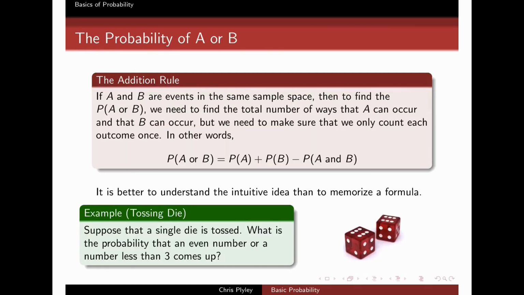Let's do this example actually. If I toss a single die, try this question down here. What's the probability that an even number or a number less than 3 comes up? So I want you to try this two ways.